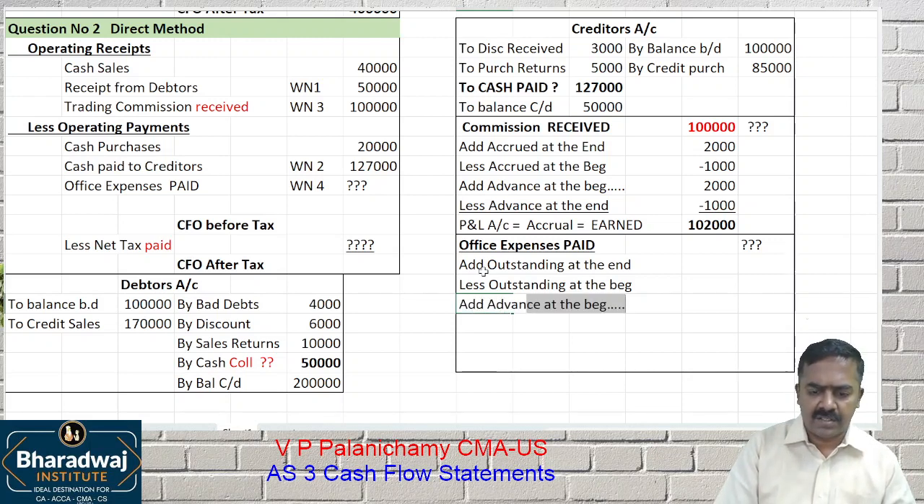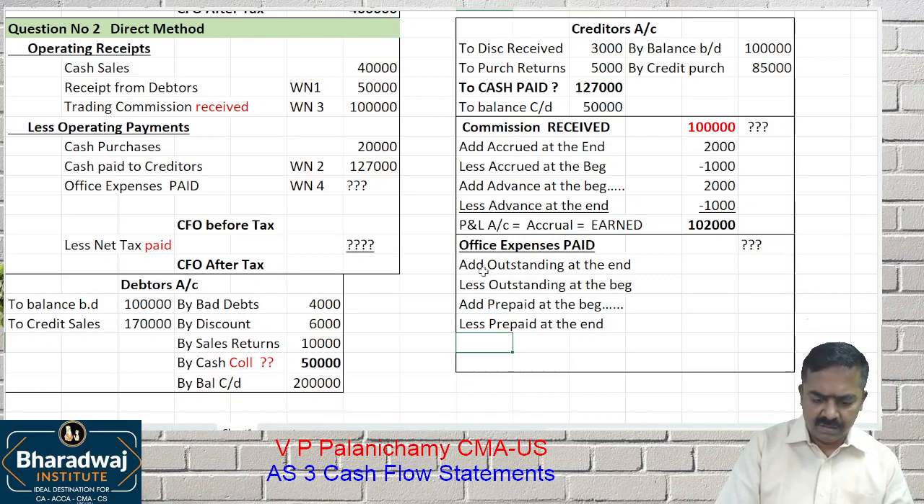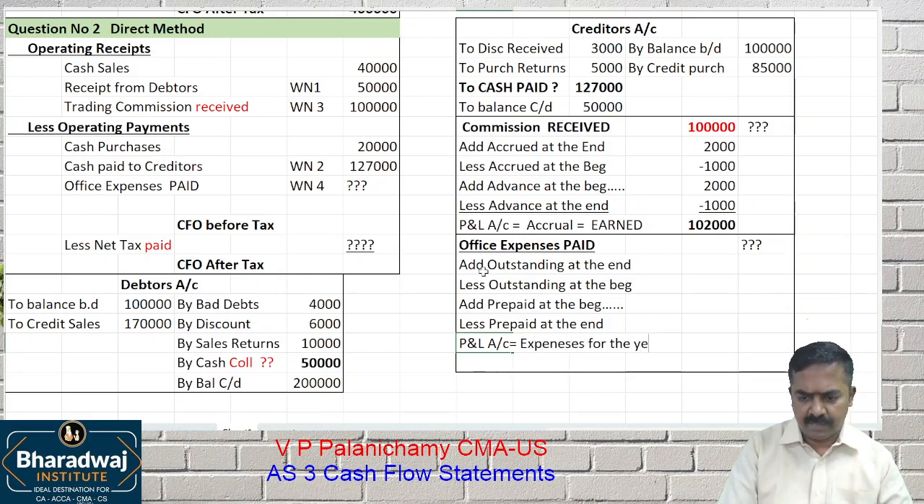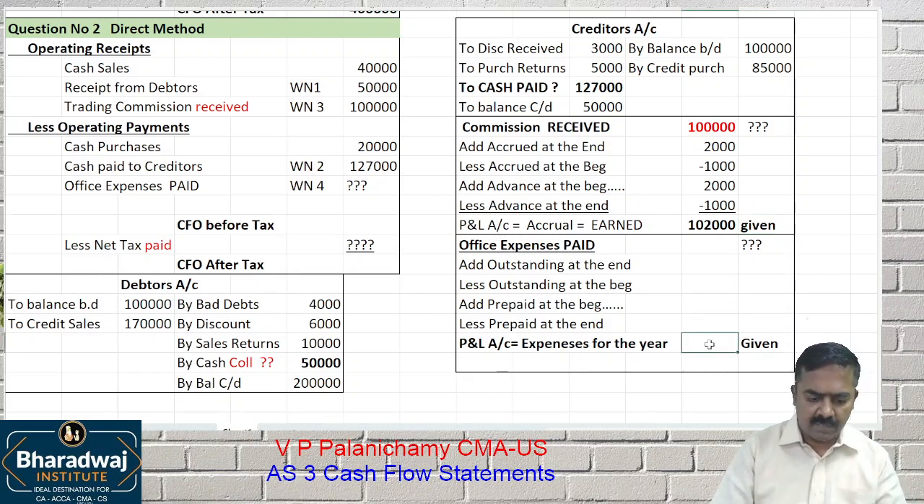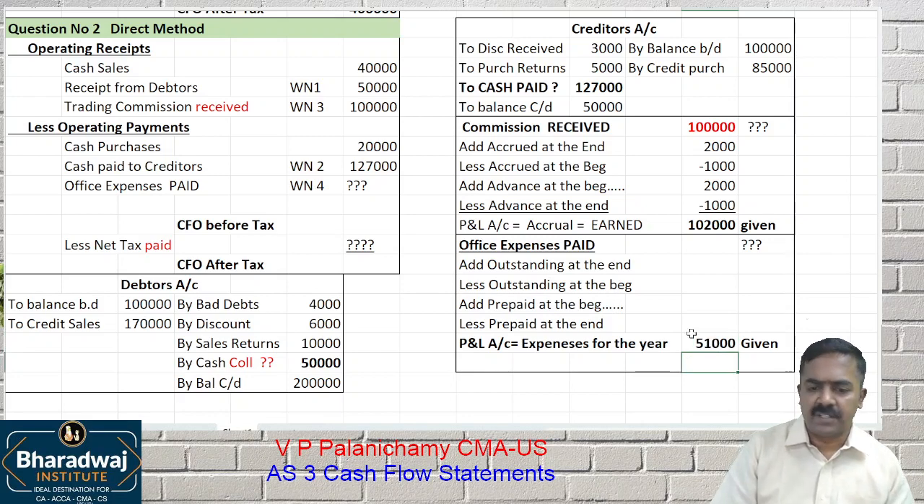Add advance or prepaid at the beginning of the year, because it is paid in the last year itself for the current year. Less prepaid at the end of the year. We'll get the expenses for the P&L account. What is the office expenses given in the question? 51,000 is given in the question.